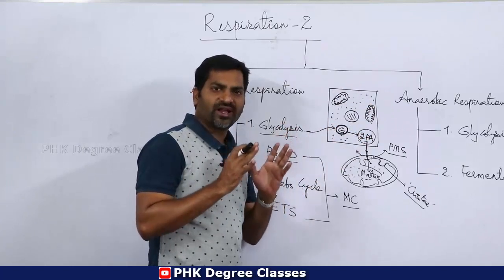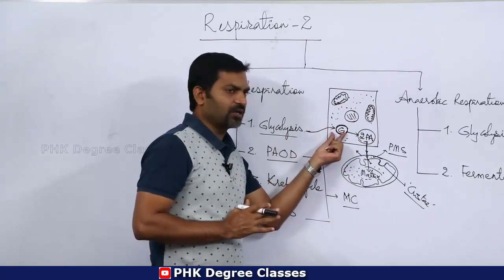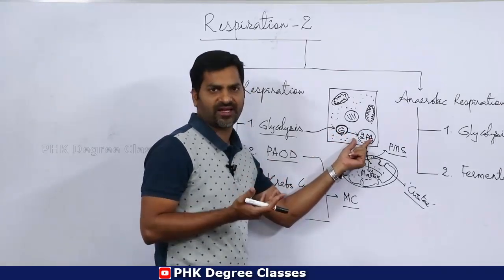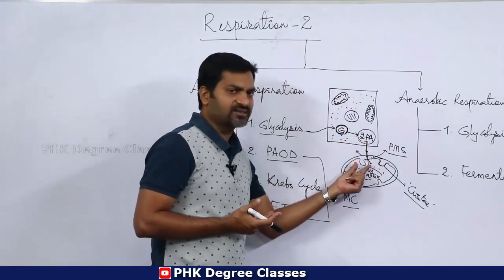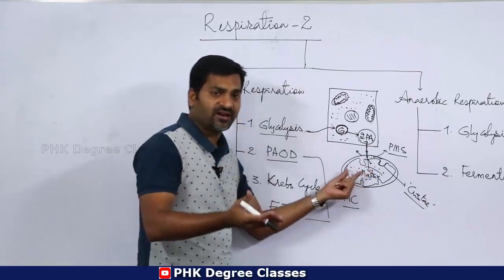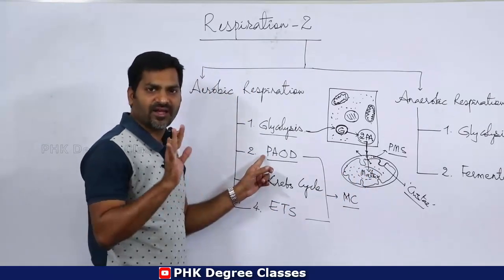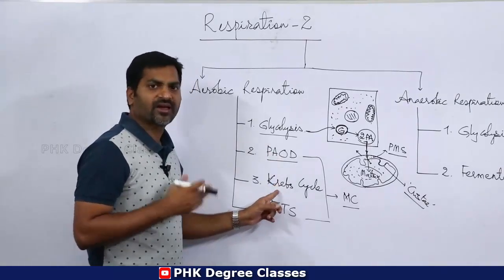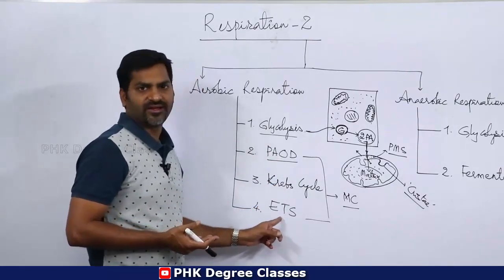So due to the glycolytic pathway, one glucose molecule breaks down into 2 molecules of pyruvic acid. This pyruvic acid enters the mitochondria. Then we have another step, that is pyruvic acid oxidative decarboxylation. Then followed by whom? Krebs cycle. Then finally ETS.